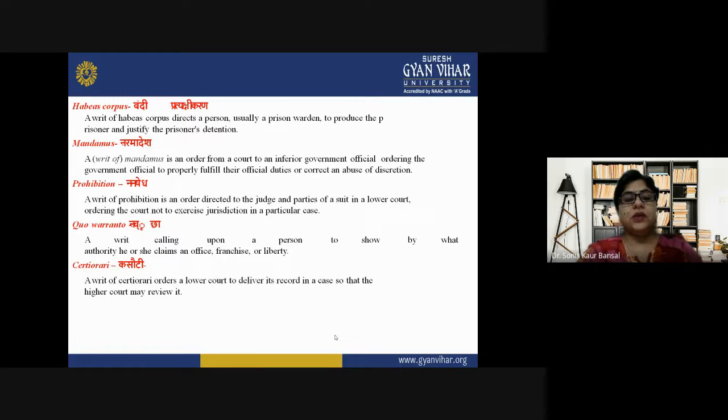Then prohibition. A writ of prohibition is an order directed to the judge and parties of a suit in a lower court, ordering the court not to exercise jurisdiction in a particular case. Then quo warranto: a writ calling upon a person to show by what authority he or she claims an office, franchise, or liberty. Then certiorari, that is, a writ of certiorari orders a lower court to deliver its record in a case so that the higher court may review it. All right, students, so this is about certiorari.